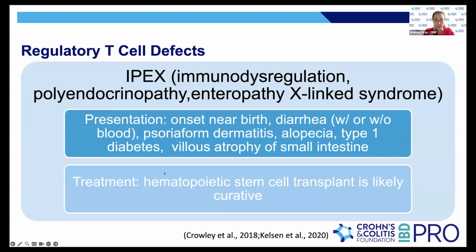Moving on to the regulatory T cell defects, they include things like IPEX, which is more commonly known. The presentation is very early, so onset near birth, and they can have diarrhea with or without blood, psoriasiform dermatitis, alopecia, type 1 diabetes, and then villous atrophy of the small intestines. And then again, similarly, treatment is that stem cell transplant that is likely curative.